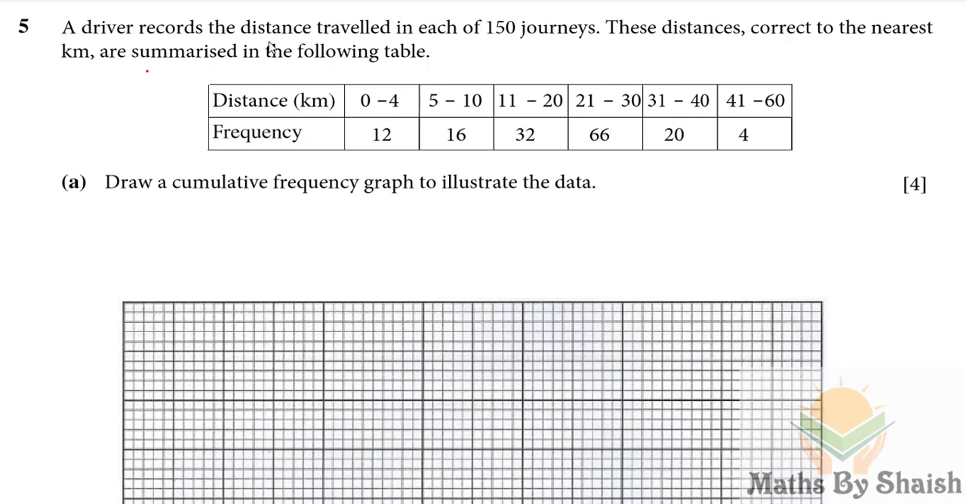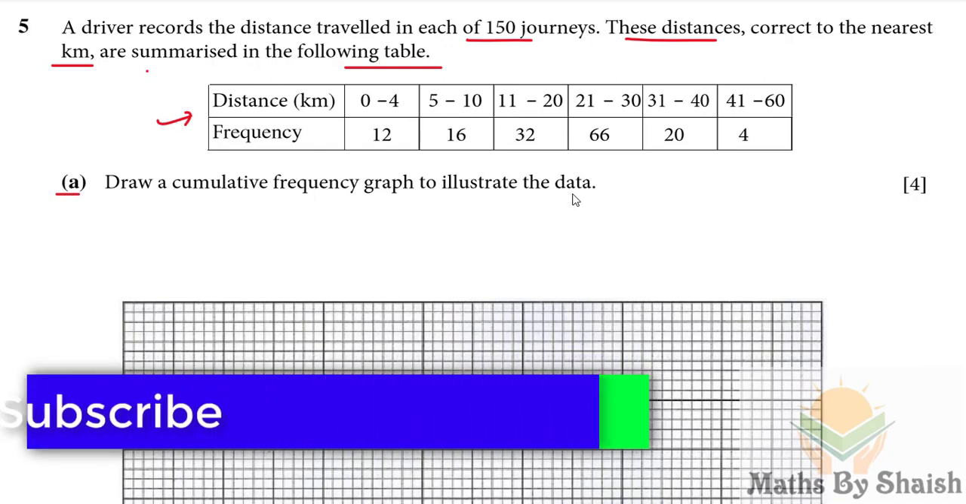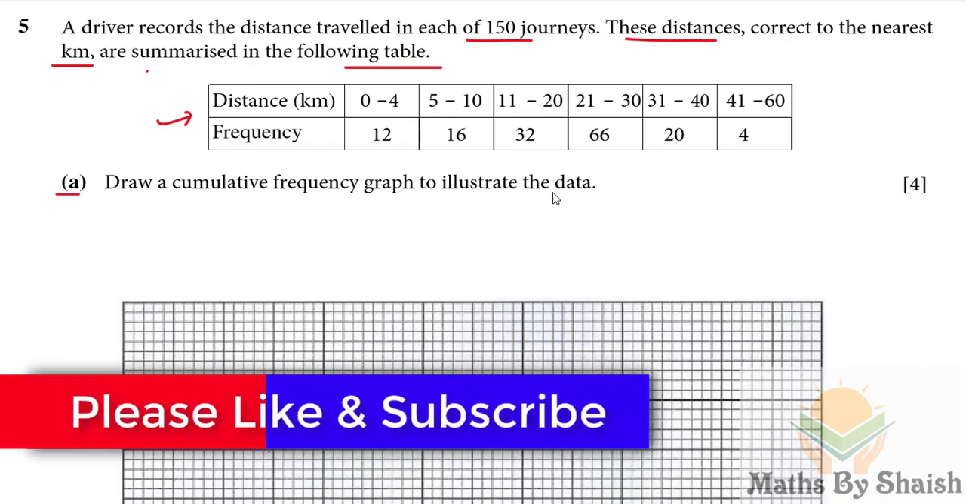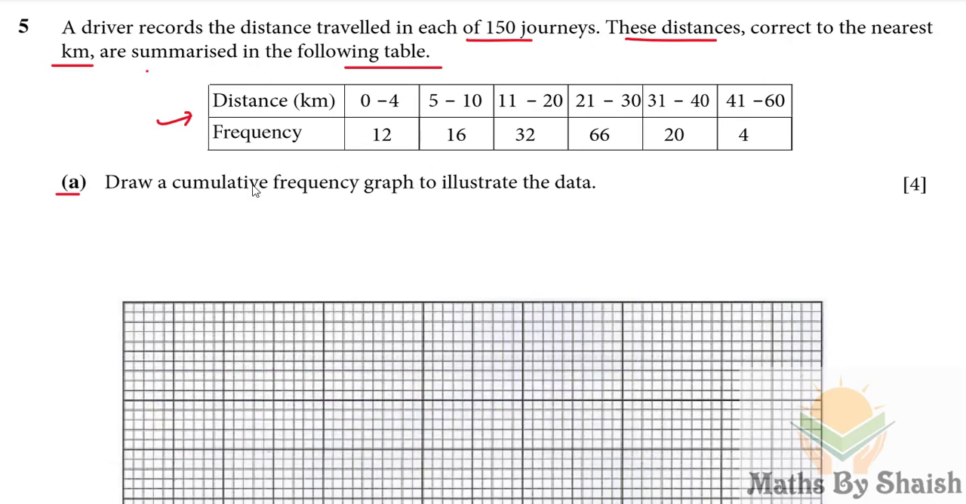A driver records the distance traveled in each of 150 journeys. These distances correct to the nearest kilometer are summarized in the following table. It is given here. A part is to draw a cumulative frequency graph to illustrate the data. So before that we will make a cumulative frequency table row here.